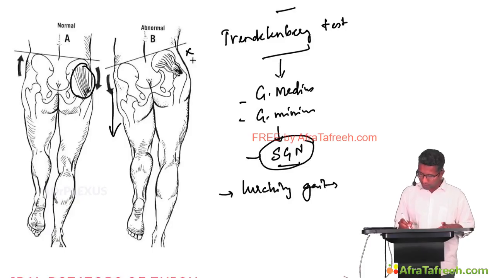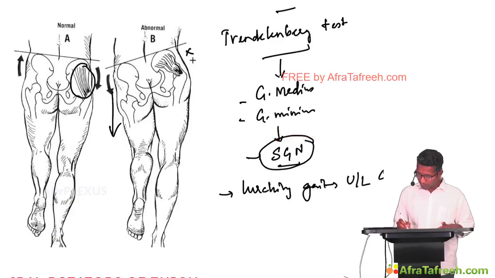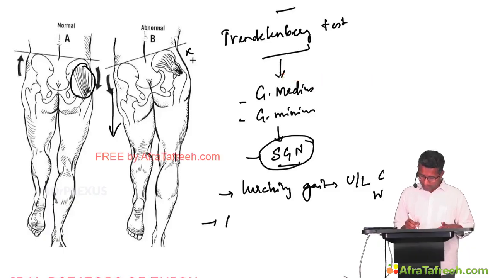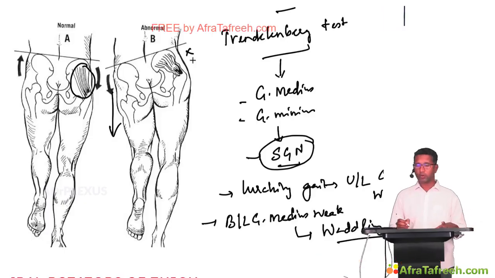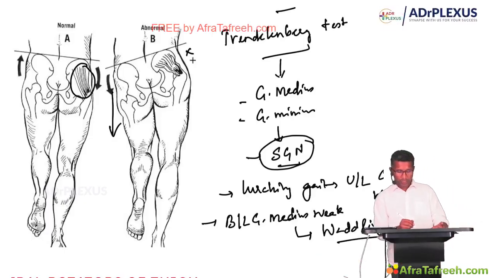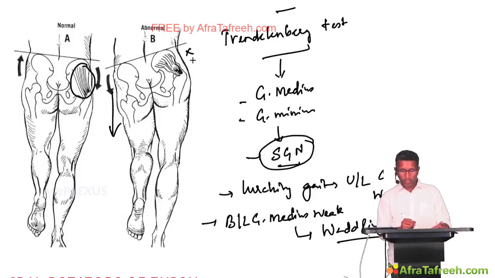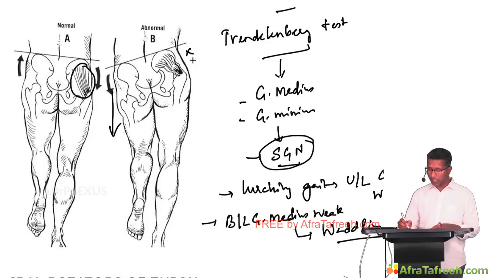Unilateral gluteus medius weakness will result in a gait called lurching gait, whereas bilateral gluteus medius weakness will result in a gait called waddling gait. This gait is also an important topic in the lower limb. So lurching gait is seen in unilateral gluteus medius weakness, and bilateral gluteus medius weakness will result in waddling gait.